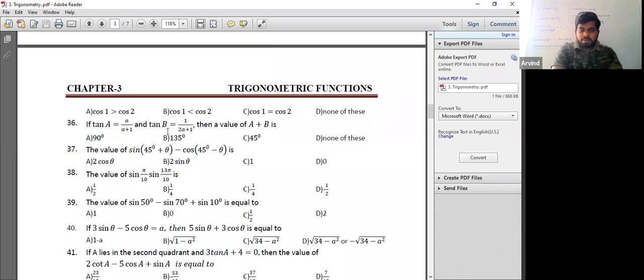Next one. If tan A is equal to A divided by A plus 1 and tan B is equal to 1 divided by 2A plus 1, then the value of A plus B.